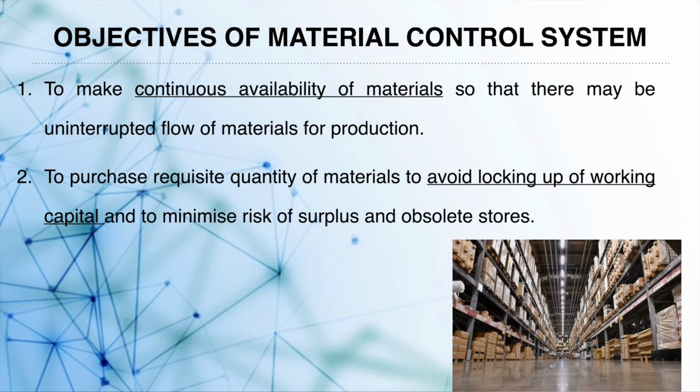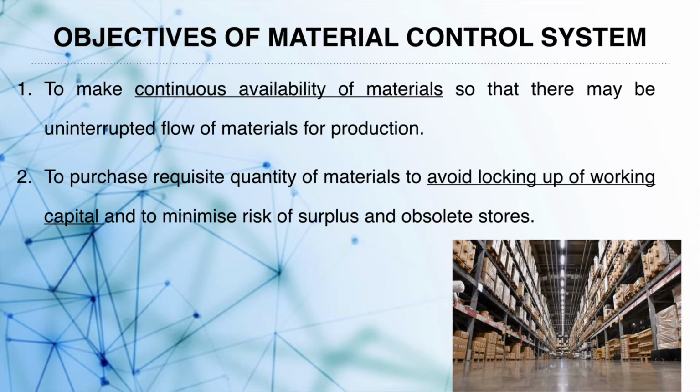Next study, what are the objectives of material control system? Now, why is it important, or what priority does it take to have a material control system separately? Number one is to make continuous availability of materials so that there may be an uninterrupted flow of materials for production. Objectives here can otherwise be called the importance. Why is it important to have a material control system?